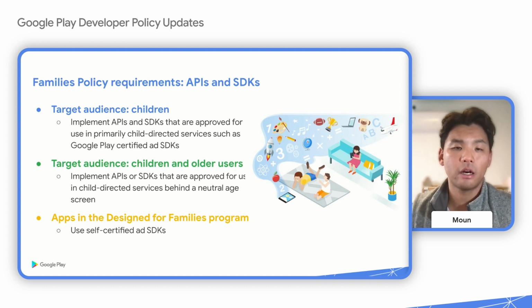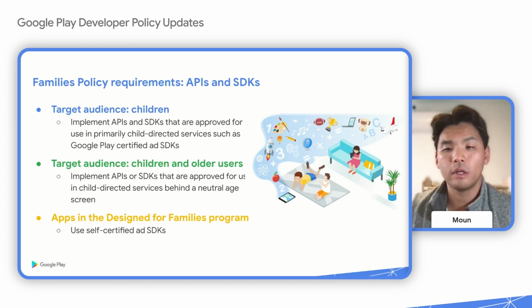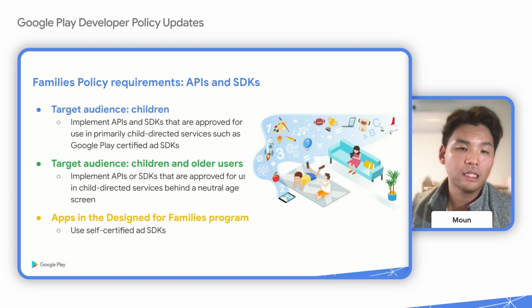Also, apps that target both children and older audiences must not implement APIs or SDKs that are not approved for use in child-directed services unless they are used behind a neutral age screen or implemented in a way that does not result in the collection of data from children. So apps that target both children and older audiences must not require users to sign in or access app content through an API or SDK that is not approved for use in child-directed services.